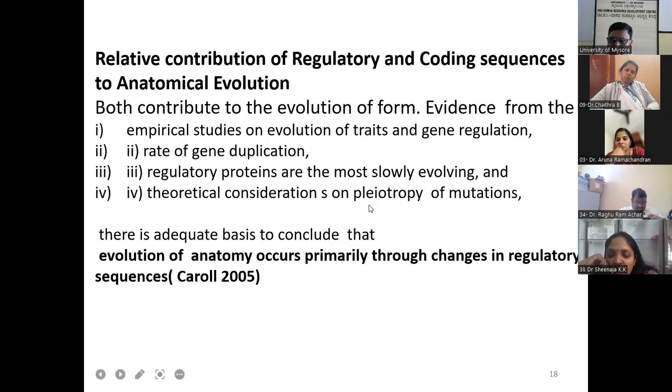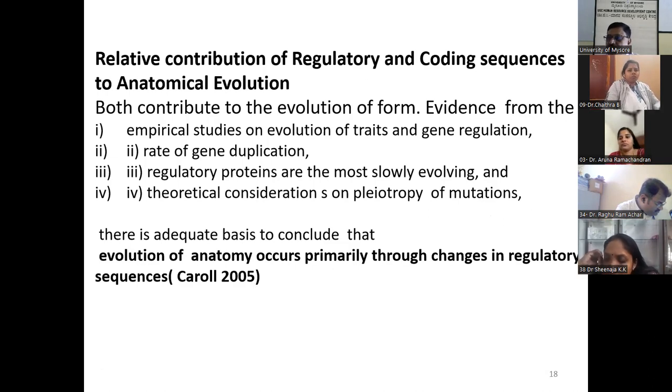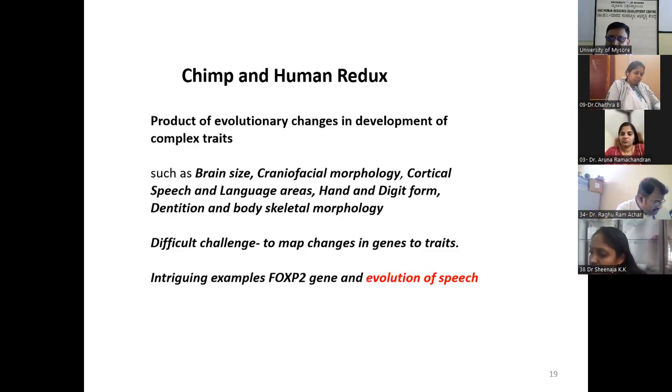Theoretical consideration on pleiotropic mutation is a basis on which we are able to conclude this. By pleiotropic mutations I mean mutations that have multiple, diverse effects. So now there is adequate evidence for us to conclude that the evolution of anatomy occurs primarily through changes in regulatory sequences. That is what we know after the revolution of genomics we have on hand.